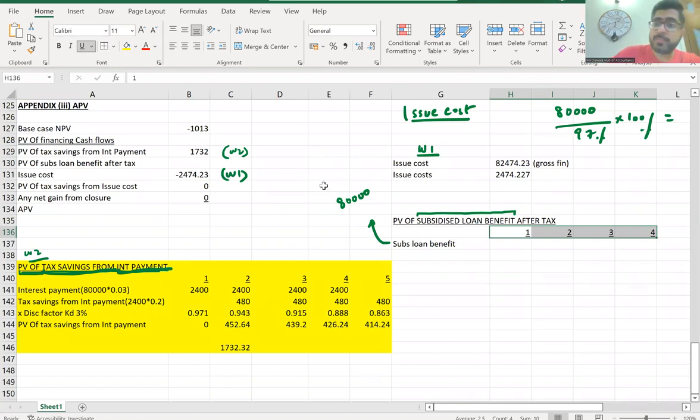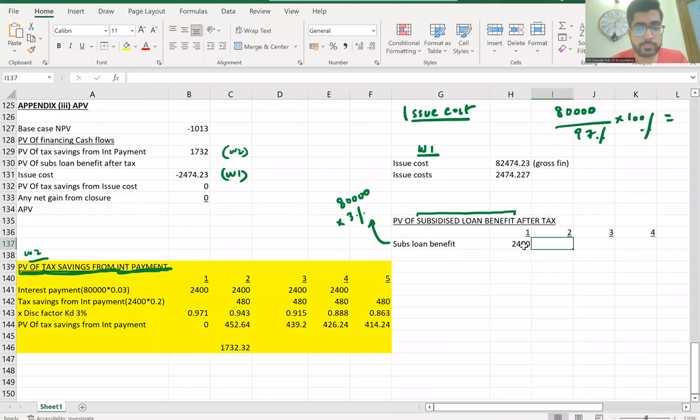You were getting it at 6% normally. Your normal borrowing rate was 6%. But the government subsidized you at 3%. So what was the subsidized loan benefit? You received a benefit of 3%. That rather than getting at 6%, you got at 3%. So how much benefit did you get? 3% on the loan amount. So the subsidized loan benefit every year is going to be 2400.